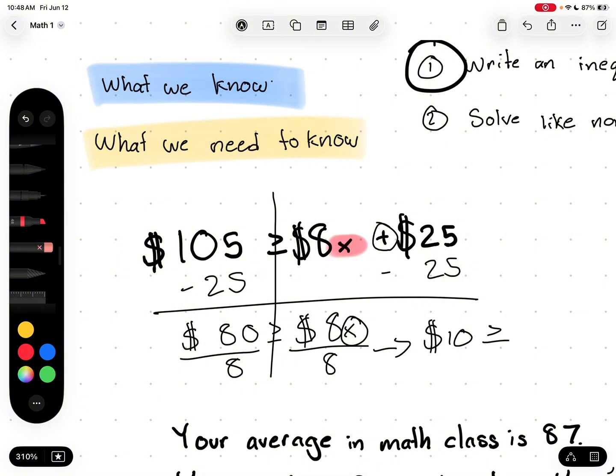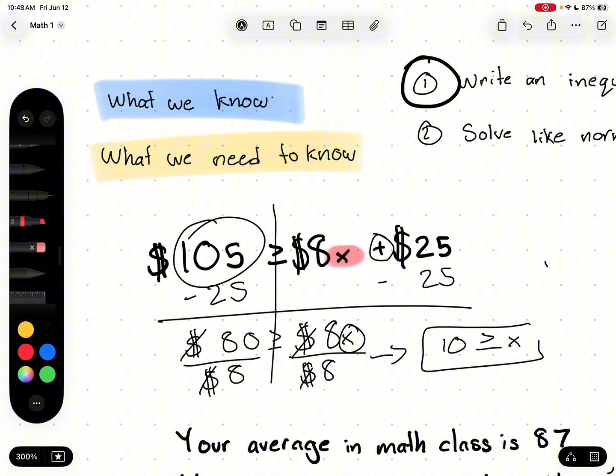Well, it does not leave us with $10. We'll bring down $8 to both sides, so we'll cancel out the dollars, leaving us with x is less than or equal to 10. This means that we are allowed to ride a maximum of 10 rides before we go over our budget of $105. So our answer is 10. He can ride a total of 10 rides.